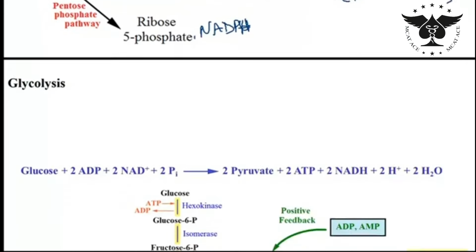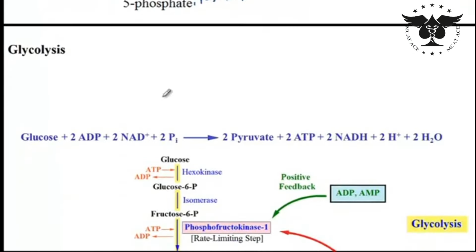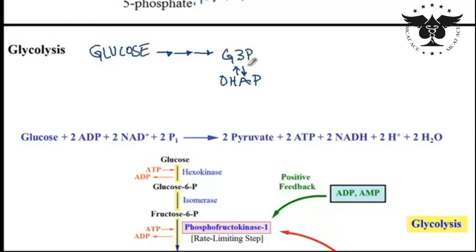Alright, so starting with glycolysis, its definition is actually breakdown of glucose. And what happens in glycolysis is that glucose, through a series of reactions, will be broken down into glyceraldehyde 3-phosphate and dihydroxyacetone phosphate, or DHAP. And these two molecules are isomers and are interchangeable, so therefore we can say that the glucose will give the final product of two molecules of glyceraldehyde 3-phosphate.